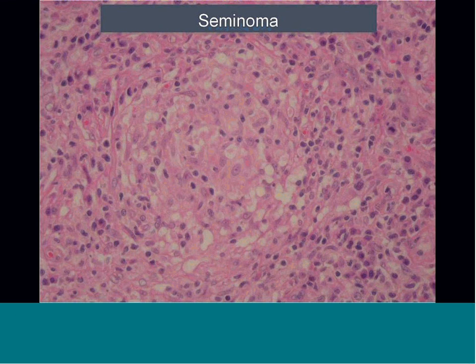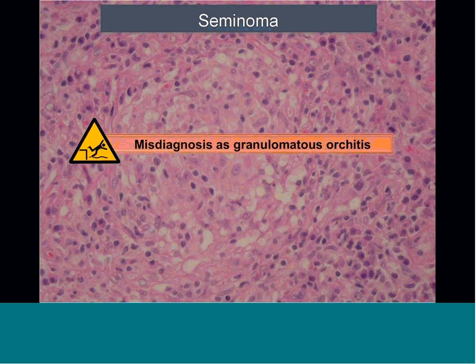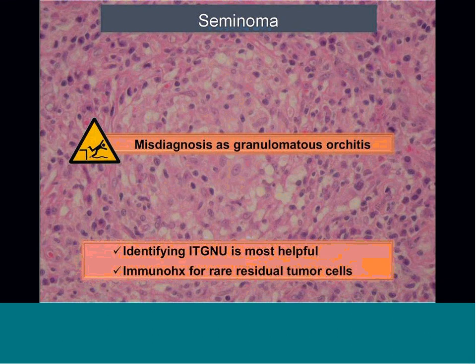However, it can be extensive and can efface the entire neoplasm, which may be misdiagnosed as granulomatous orchitis. Presence of, again, the precursor in situ component at the periphery of the tumor would be very useful in a case like this, or using immunostains for identifying residual seminoma cells.